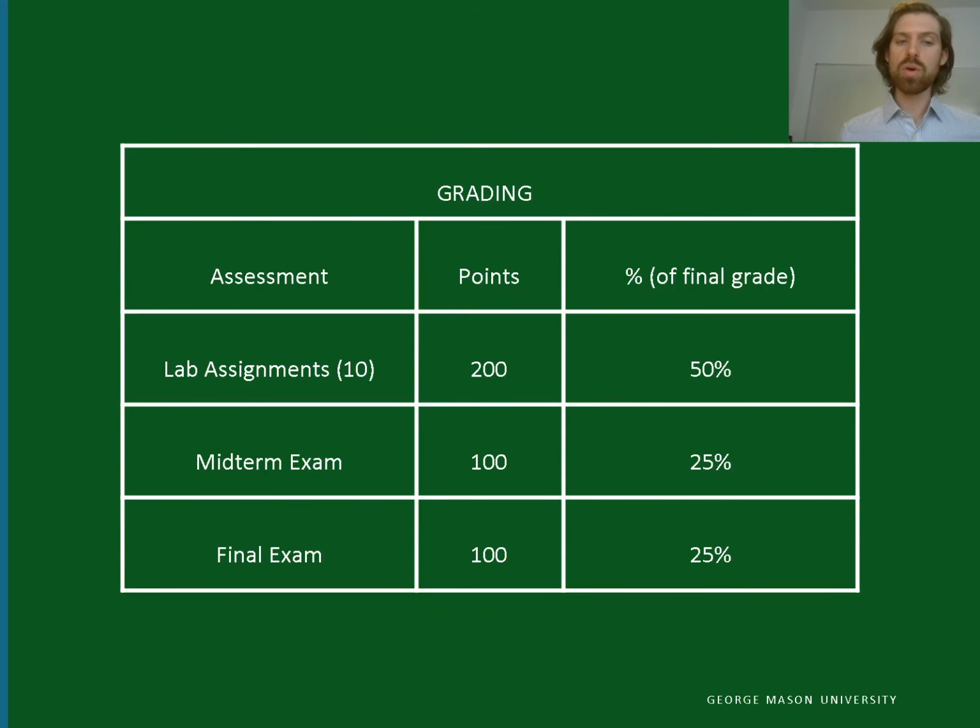Grading. The 10 lab assignments that will be set will constitute about half of the points that can be achieved for this class. The midterm exam will be about 25% of the final grade, and the final exam will be another 25% of the final grade. So that's the overall structure for how you're going to be graded in GGS300.